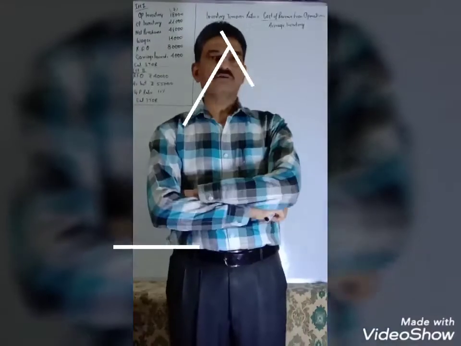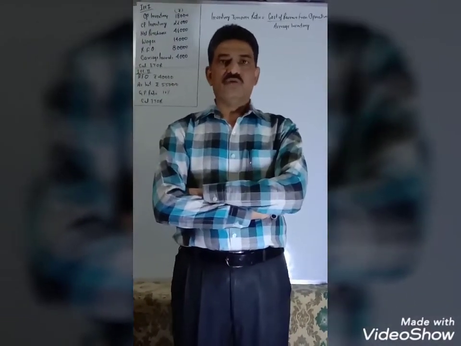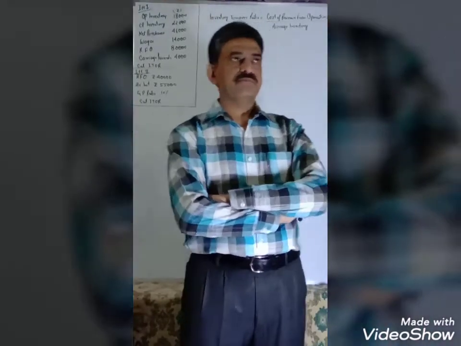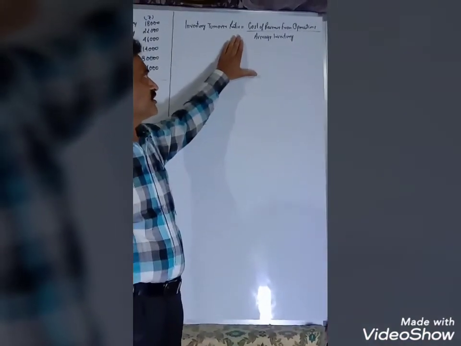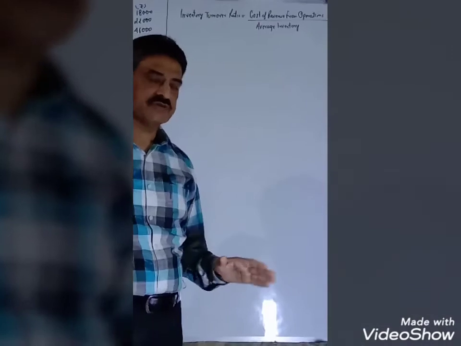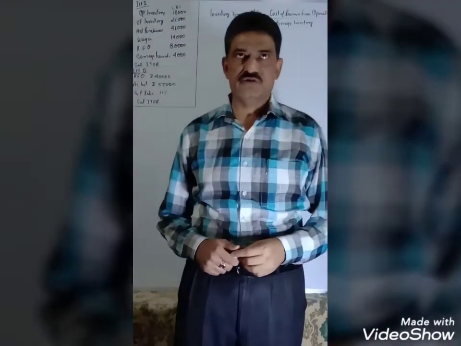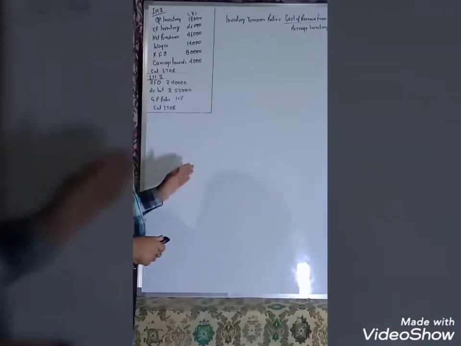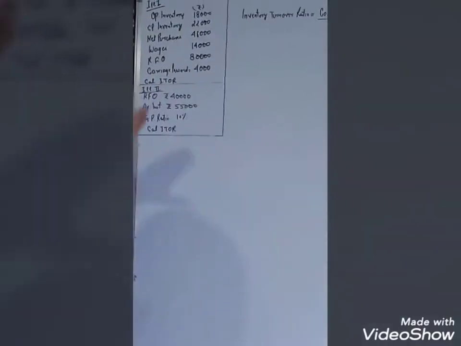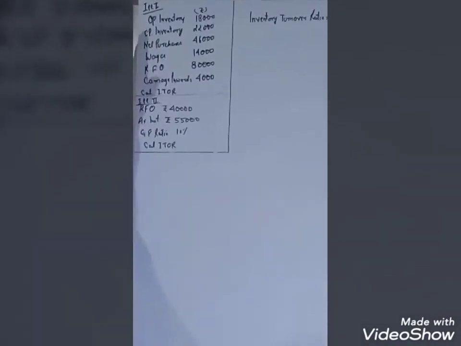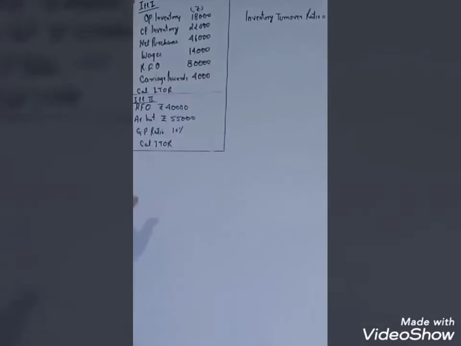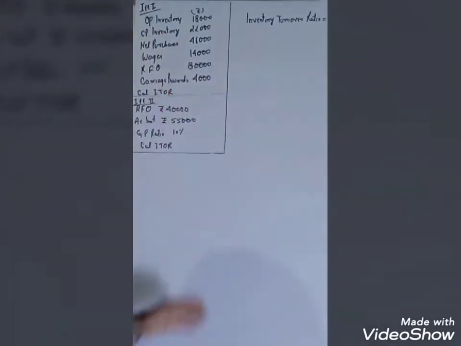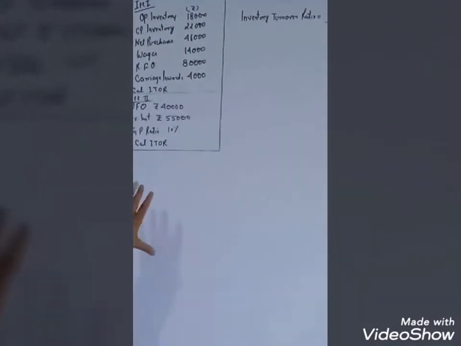Dear students, under the turnover ratios, we are going to calculate inventory turnover ratio first of all. For the calculation of inventory turnover ratio, the formula is cost of revenue from operations divided by average inventory. So this is the formula for the calculation of inventory turnover ratio. Now, I have taken a question from NCERT book. The first example is, we are given the information: opening inventory, closing inventory, net purchases, wages, revenue from operations, and carriage inwards. On the basis of this given information, we have to calculate inventory turnover ratio.